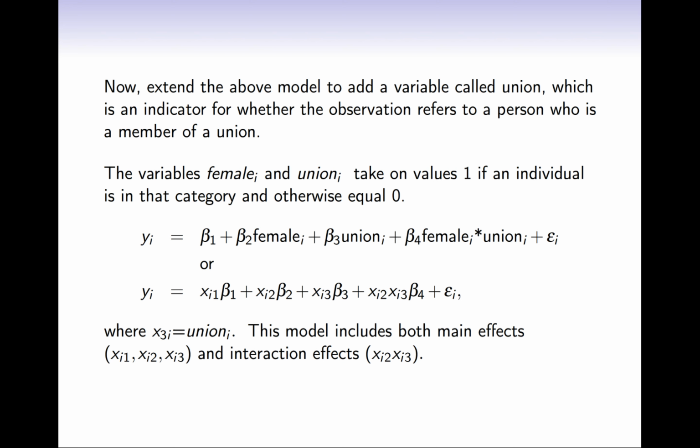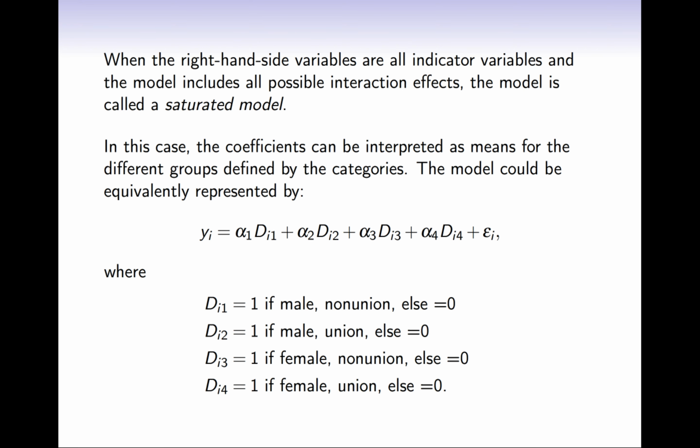And the nice thing about the fully saturated model is you can interpret the regression coefficients as means for the different categories. Okay, and there are always different ways you could write it, but there would be a mapping between the coefficients. For example, I could write it this way, where di1 equals 1 if male and non-union, and di2 equals 1 if male and union, and so on. In this model, there's no intercept. We just specify dummy variables.